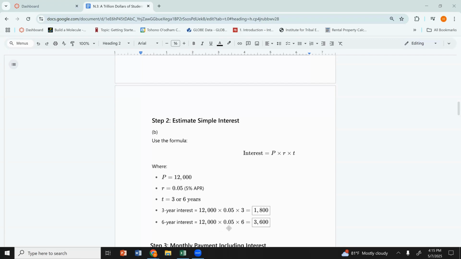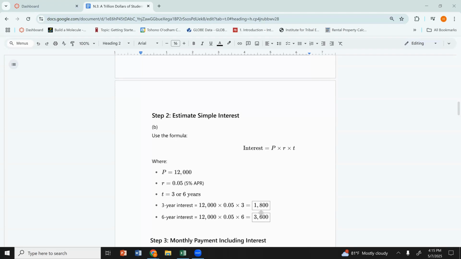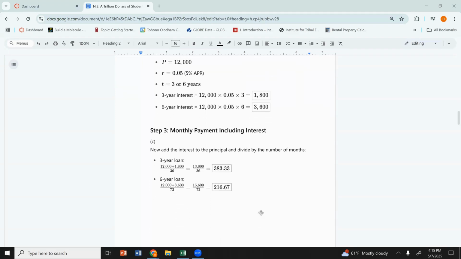And if we try to calculate the 6-year with interest, we're going to see the 12,000 principal times 0.05 again, which is the interest, which we got by the 5% divided by 100. So 0.05 times 6 years, that's 3,600 in interest in 6 years. Okay, so this is the total interest you'll pay in 6 years, and 1,800 is the interest you'll pay in 3 years.